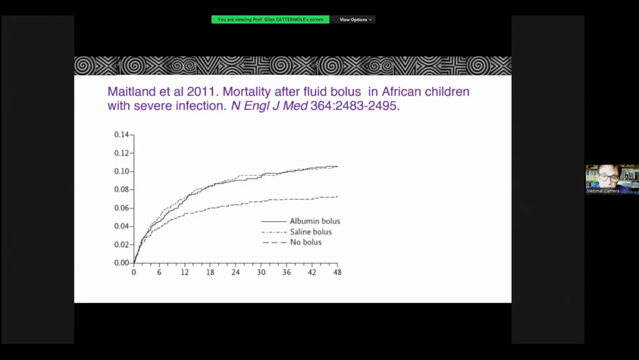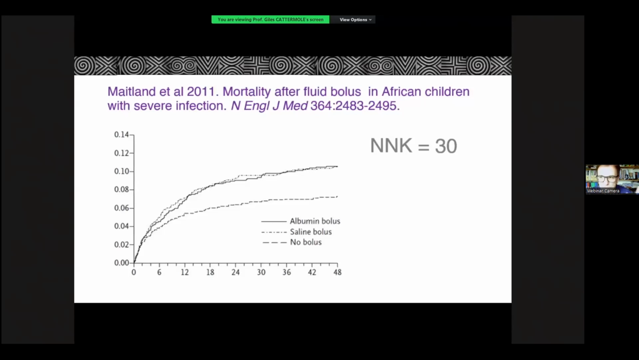They were looking really for a difference between albumin and saline, I guess, but they had the 3 groups, and there was no difference between albumin and saline, but there was a huge difference between either of those and giving no fluid bolus at all. In fact, the mortality in the saline or albumin 20 ml per kilo bolus at 48 hours was 10%. It was only 7% in the no bolus group. In other words, for every 30 children with sepsis that you gave the APLS standard treatment, you killed one. The number needed to kill was 30.